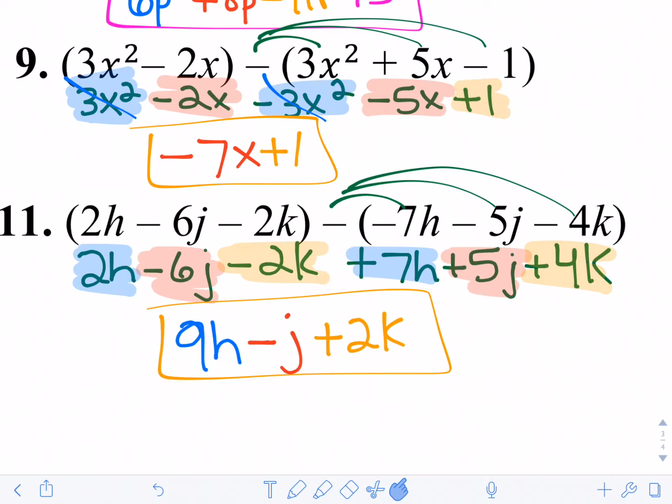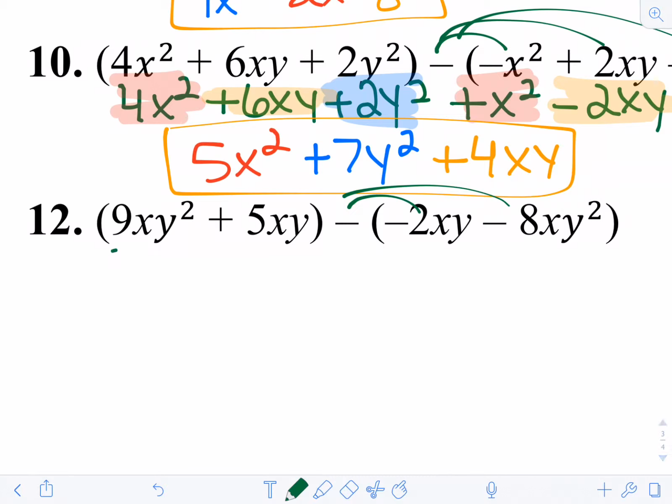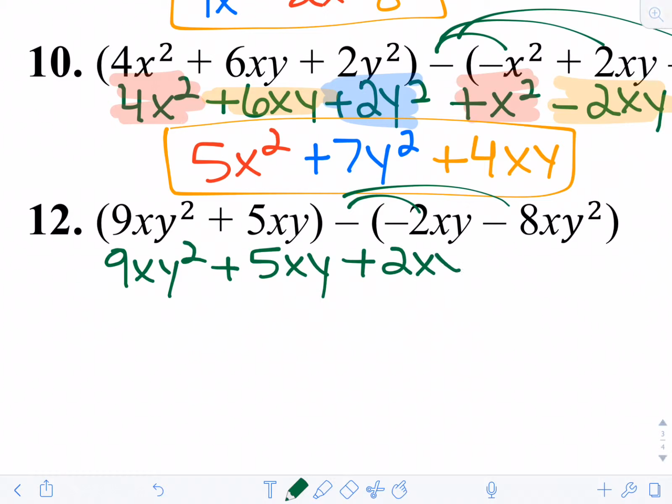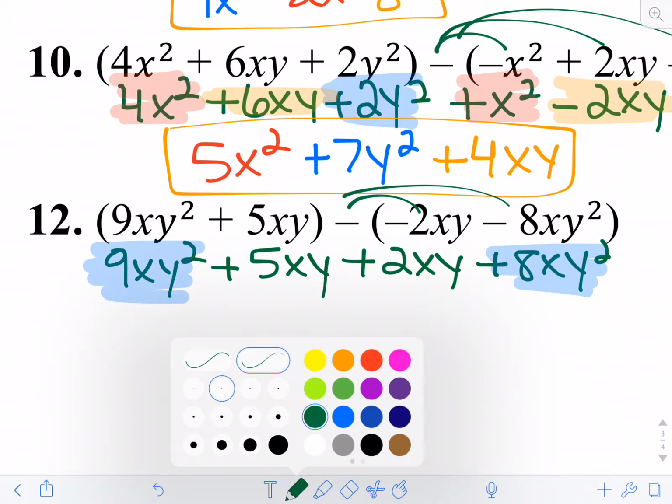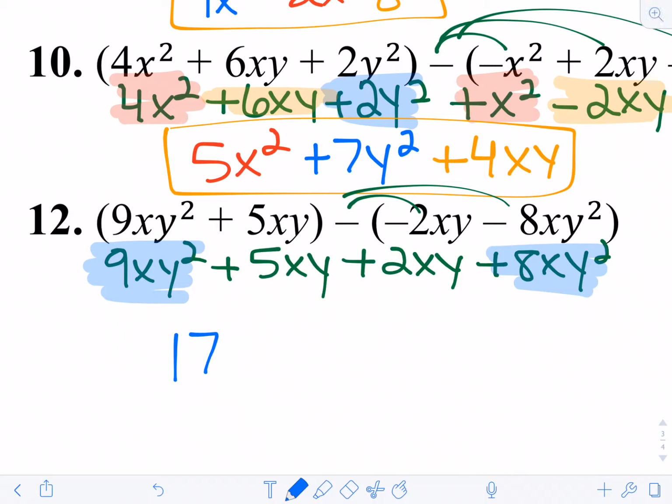All right, and the last one. So again, I'm going to distribute this negative and rewrite it. So I have 9xy squared plus 5xy plus 2xy plus 8xy squared. Okay, so I'm going to go ahead and combine these ones. I have xy squared, 9 and 8 give me 17. So I have 17xy squared.